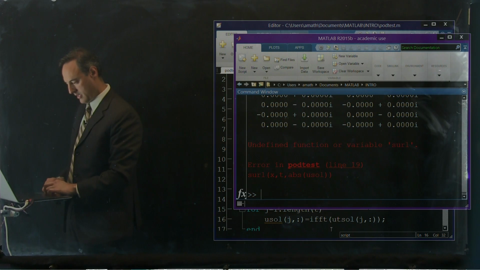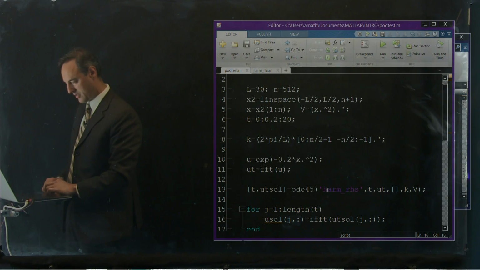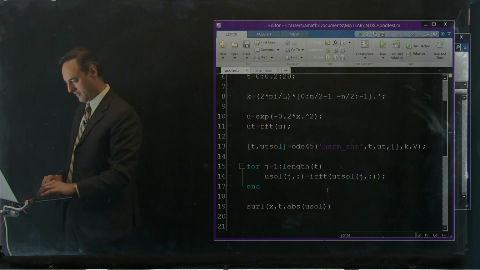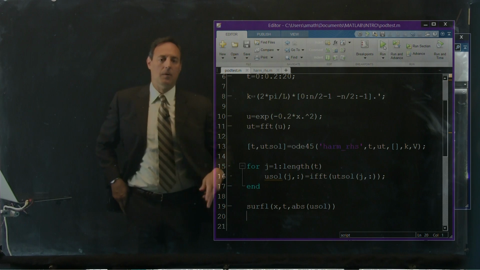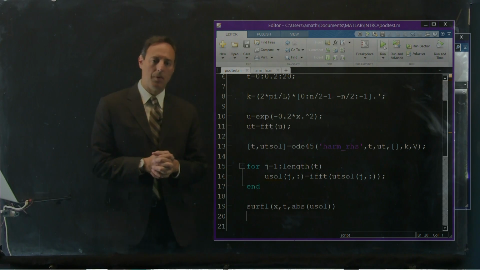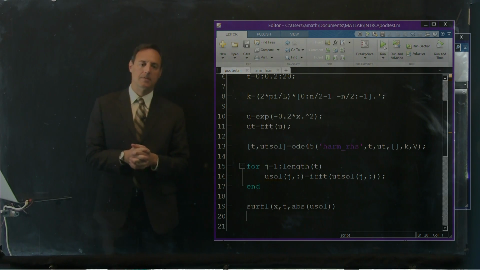Okay, and I mistyped surf here. Surf, oh, okay. Let's try that again. All right, so now we're running this again. We'll see if we get the surf plot out, and then we're going to take a look at what we have in this. Okay?